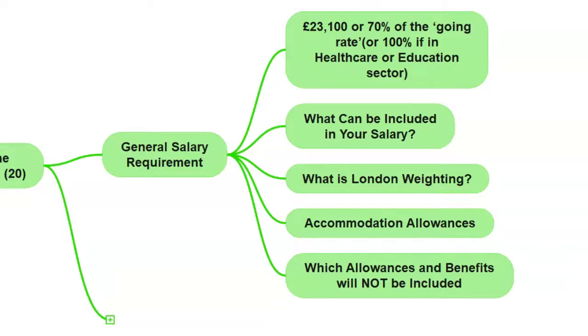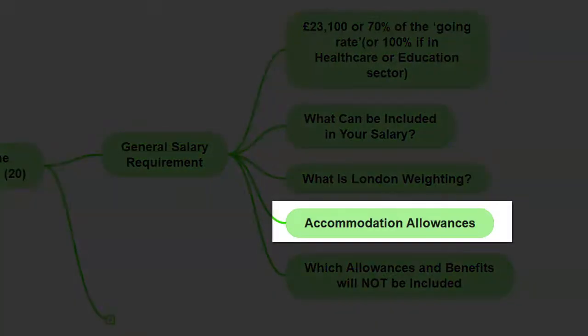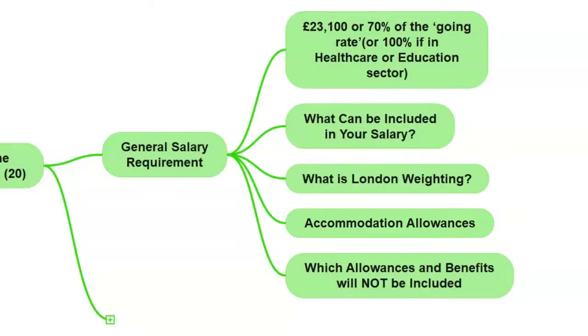And also we have accommodation allowance, which can also be paid as part of your package. However, here we have to bear in mind that only a certain percentage can be included. So suppose your sponsor agreed to pay your allowance solely for the purpose of accommodation. In this case, they will only take into consideration the first 30% of this allowance.